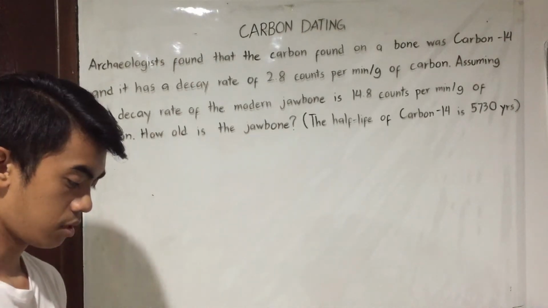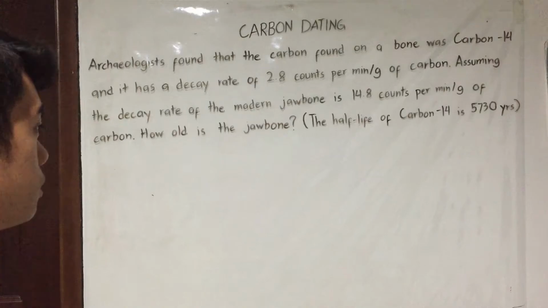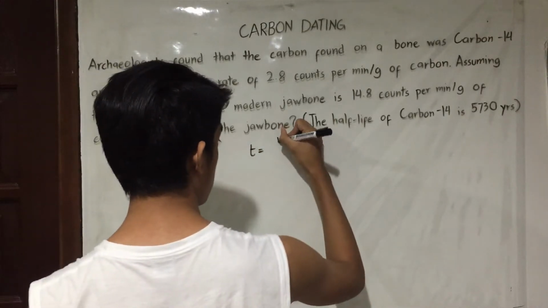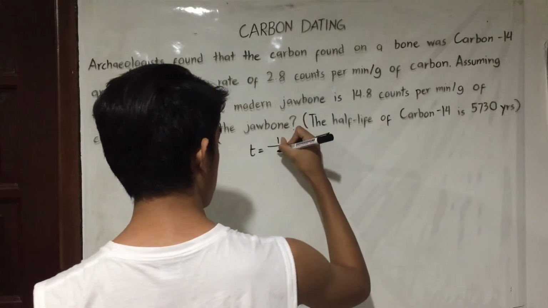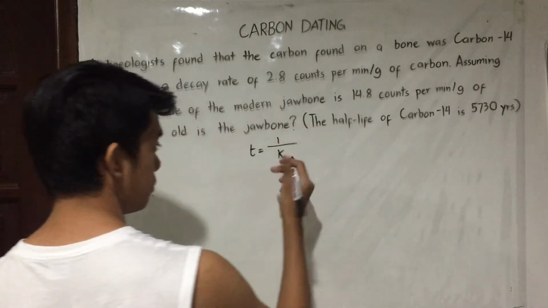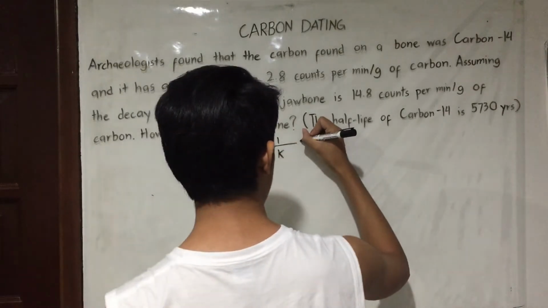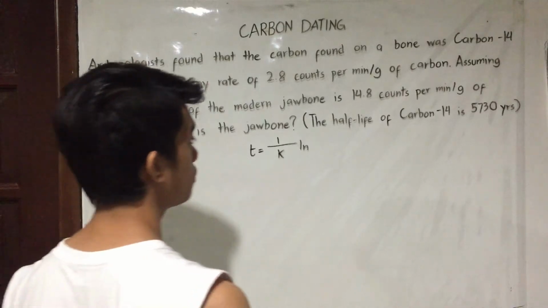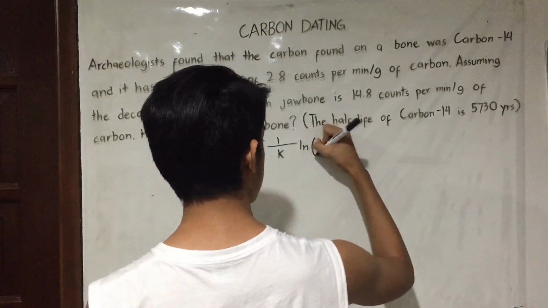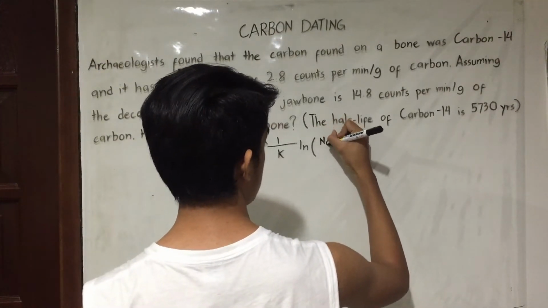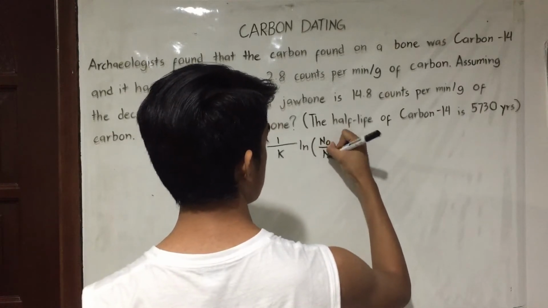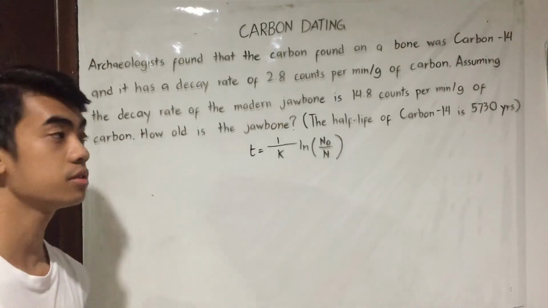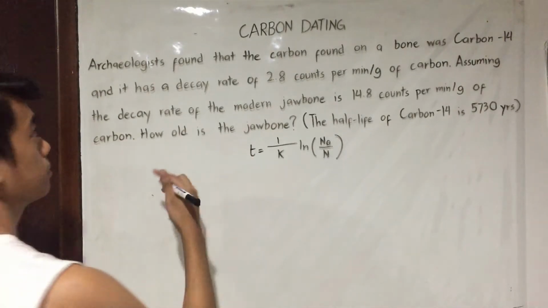Now, to be able to solve this, we're going to use this formula. The time is equal to 1 over k, which means the decay constant, times ln, which is a function that can be found on your calculator, times the rate, N0 over N. Now, let us list the variables available for this problem.